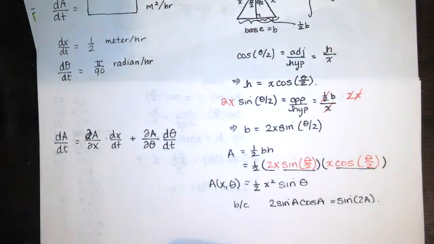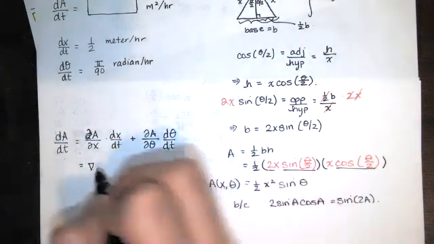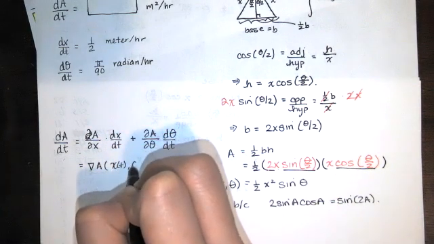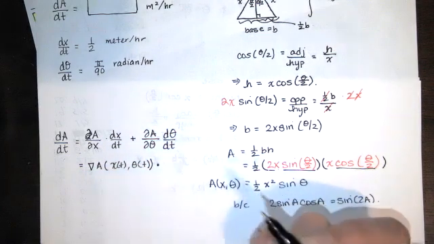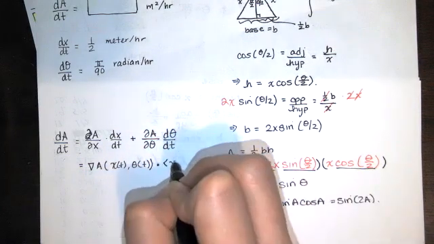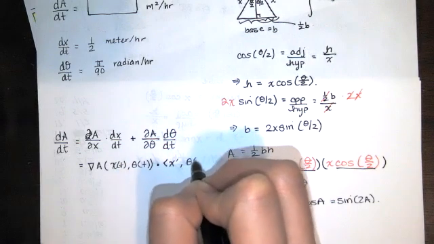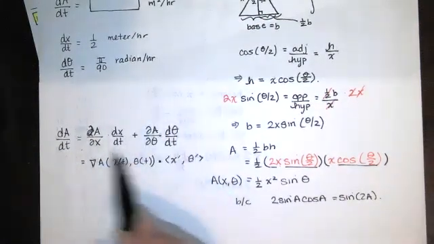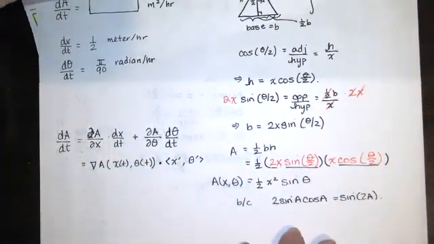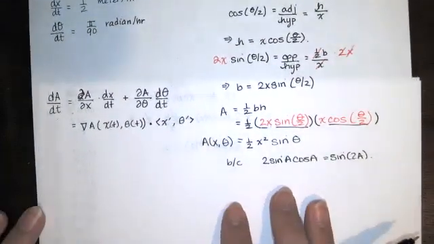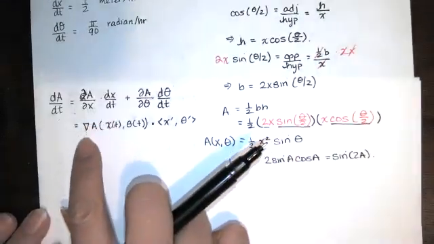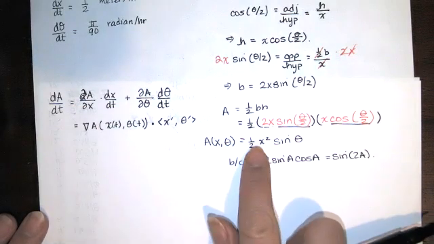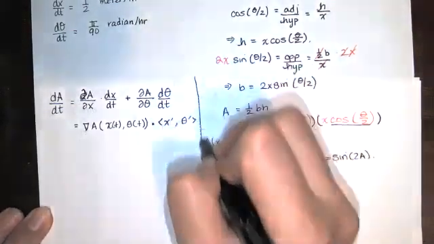If you prefer, you can think of that in terms of the gradient. You can say that that's the gradient of A evaluated at x of t and theta of t, dotted with the vector with components x prime of t and theta prime of t. You can do it that way or you can do it this way. I think this way is simpler in this context. Okay, so now we need to know what the partial derivative of A is with respect to x. Well, that's easy enough.